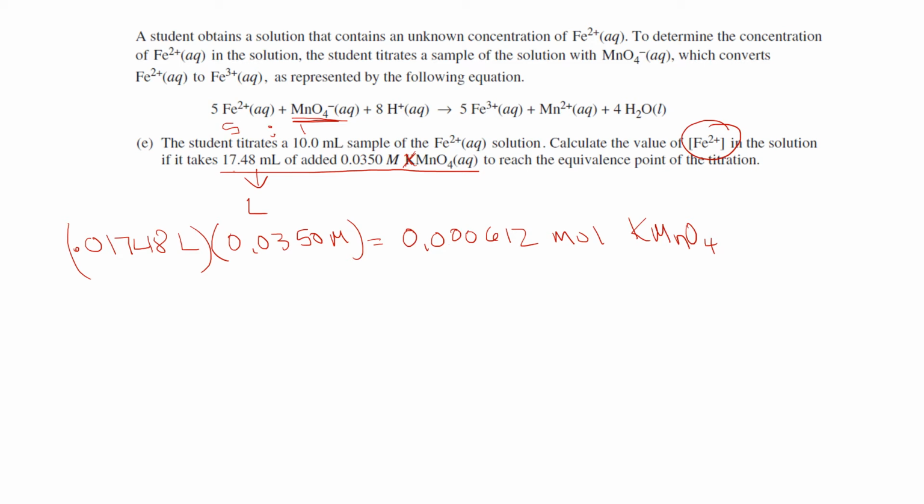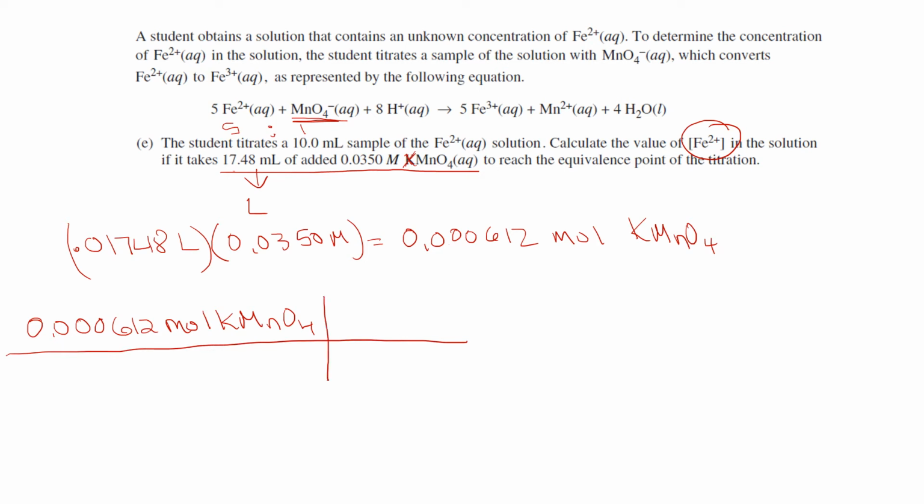Okay. Now I've got to use my balanced equation and that molar relationship to figure out how many moles of my ion were titrated. So I'm going to start with the moles of my titrant, 0.000612 moles of potassium permanganate. From my balanced equation, I know for every 1 mole of that, I am going to consume 5 moles of my iron 2+ ion. Okay, and when I do that math, I get 0.003059 moles of my Fe2+ ion.